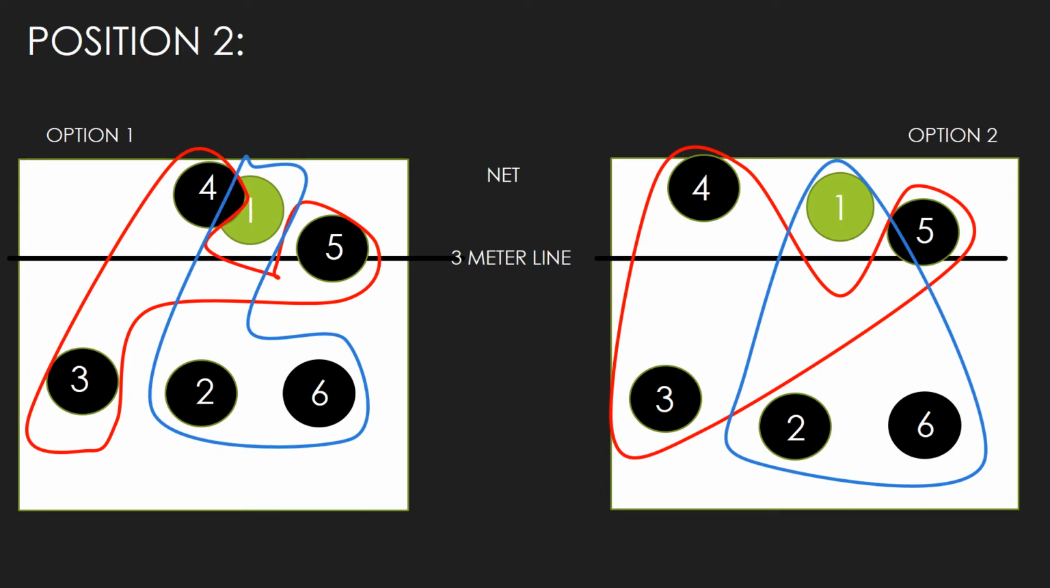Now taking a closer look at option 1 for our setter, since she is a back row player, she needs to push up one of the front row players in order for her to move forward, players 3 and 5. So in this position, she's going to push up player 4 to the net, and that allows her to be closer to the net as well.